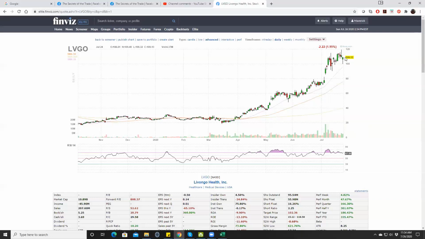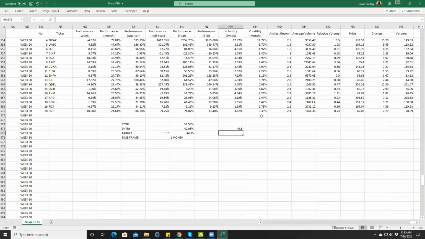So at 109, and let's see if I can get an idea of where that is. Well, let's take a position if it's above 109.40. So if it hits 109.50, and I'm getting that from right here, that was the high on Friday. If it gets to 109.50, then I want to take a position in this for the next move higher. So we'll go with LVGO, 109.50. Okay, so what's my target? My target is if it gets to 118.